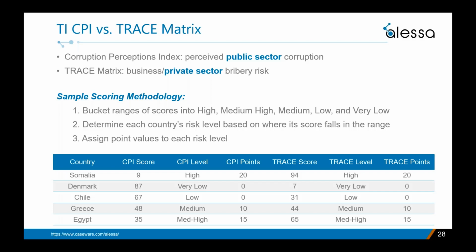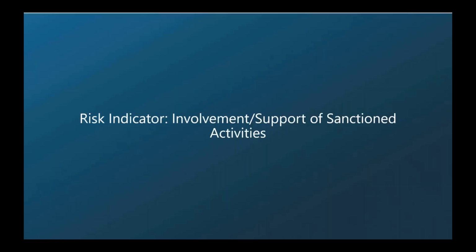Now, as you can see in the sample, countries tend to have the same risk level under both indices, which is probably not too surprising. So if you want to keep your model very simple, just choose one of the 2 indices. If you're going to choose just one, research them both and make an informed decision. But personally, I don't think you'd go wrong with either one.